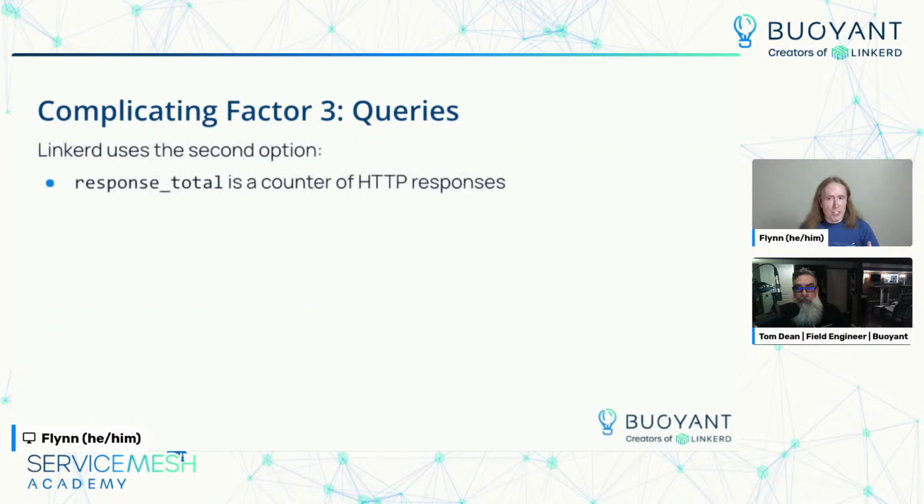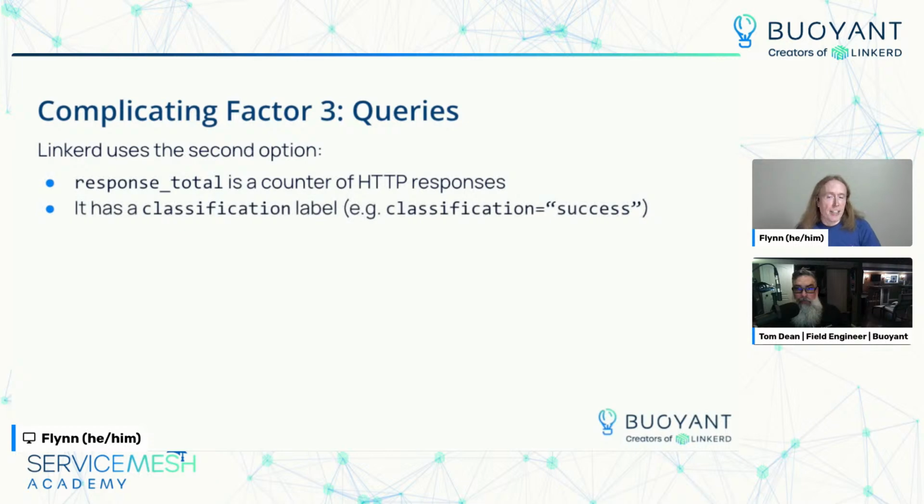There is a metric called response total for it. It is a counter of the number of HTTP responses that have happened. There's a separate counter for the number of requests that have happened, and you can match those two up if you want to. There's a classification label on the response total, so you can see classification equals success or classification equals failure. And it also has a ton of other labels that we'll show a little bit later.